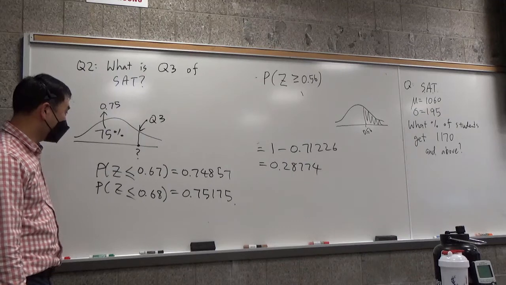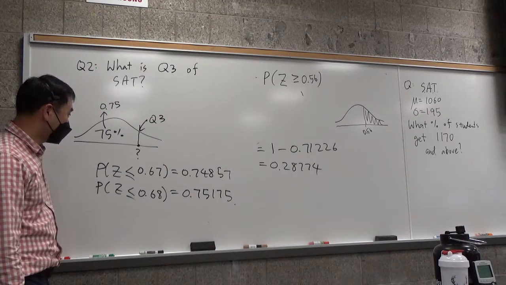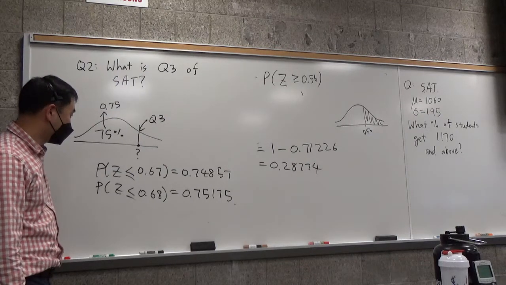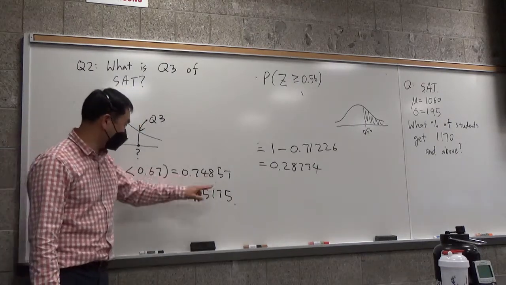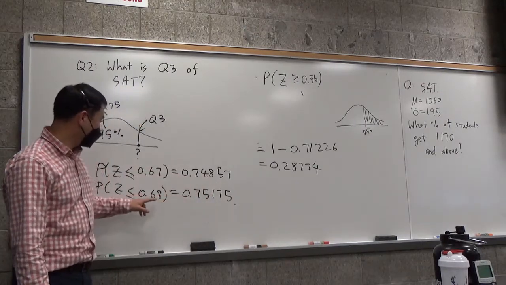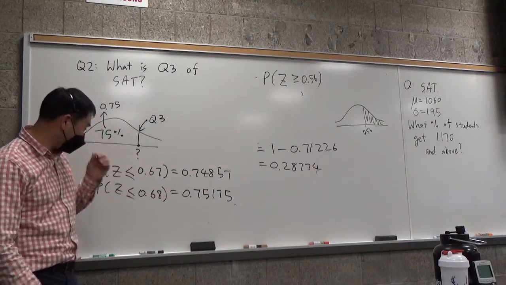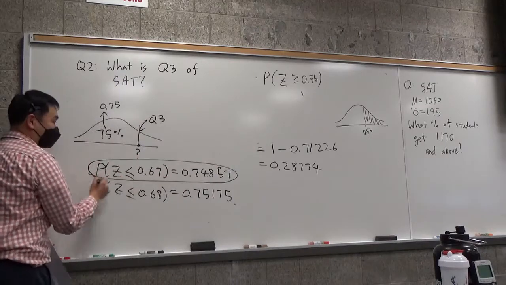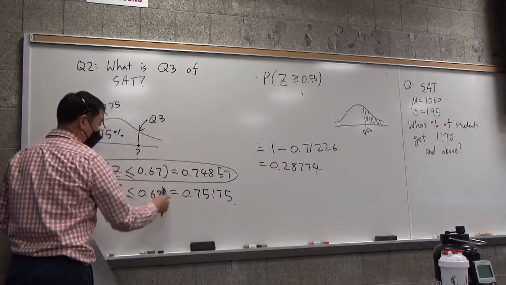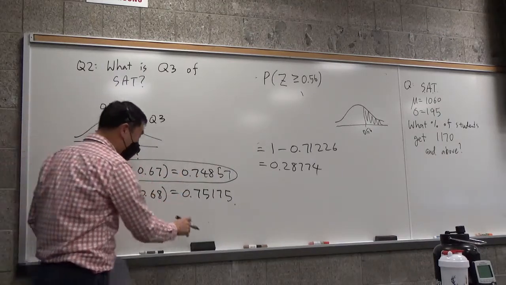So which one's closer? 0.68 is like one. Oh, okay. So actually, this is closer. This is closer to 0.75, right? So we're going to take this one because this is closer to 0.75 than this one. Okay. So we're going to take 0.67.